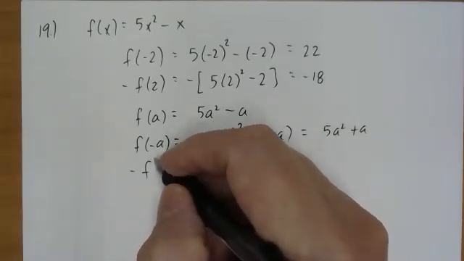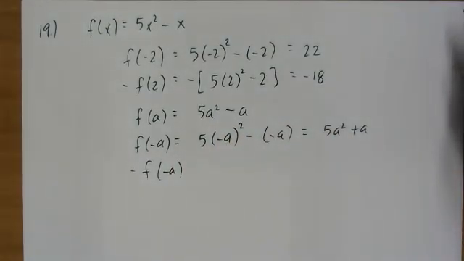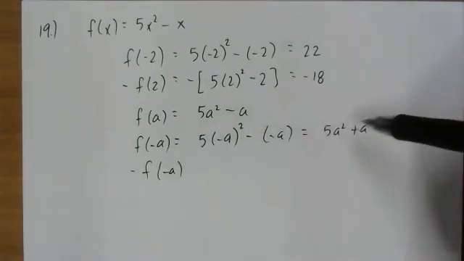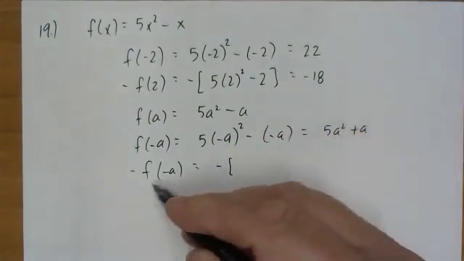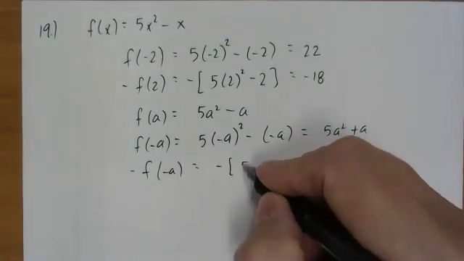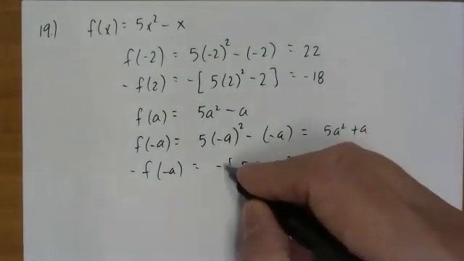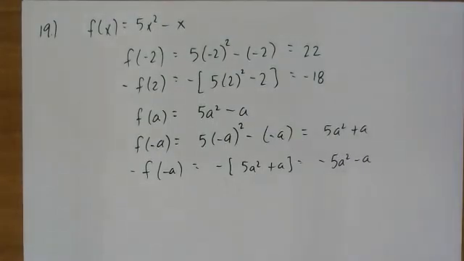Negative f of -a. Now, here's a case where I don't have to start from scratch. I've already figured out f of -a is this. So what I can do is just put the negative, and f of -a is 5a squared plus a, and then I distribute the negative sign. All right.